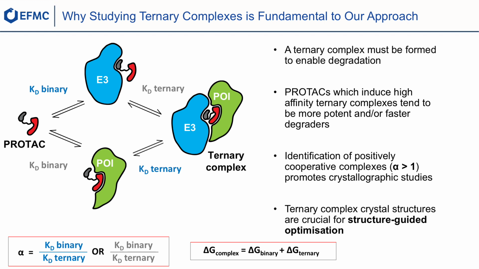Cooperativity, or alpha, is one way that we measure if the ternary structure is favored, where the second association is aided following the initial association. The free energy change, or the delta G of the complex formation, can also be used to determine the stability of the overall ternary complex. Stable, positively cooperative ternary complexes greatly aid with crystallographic studies, which are crucial for the structure-guided optimization.